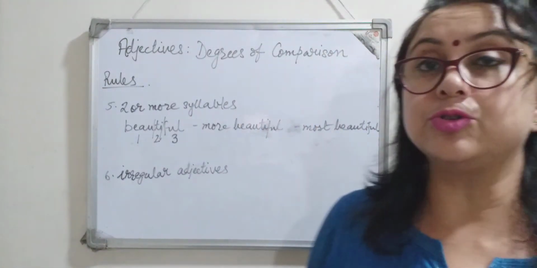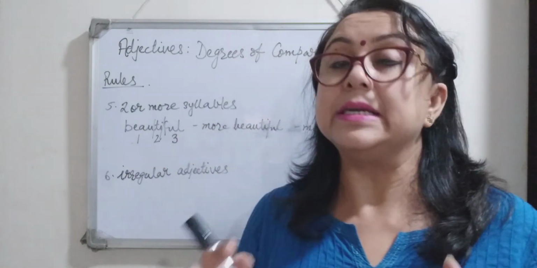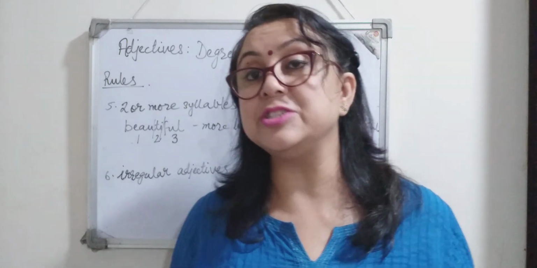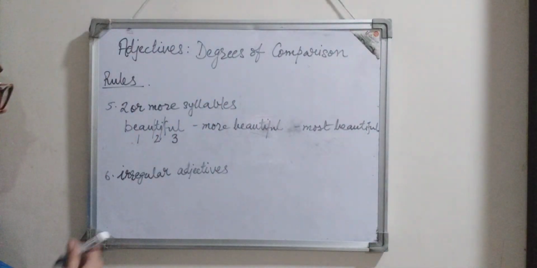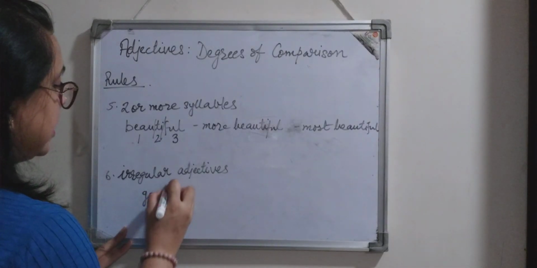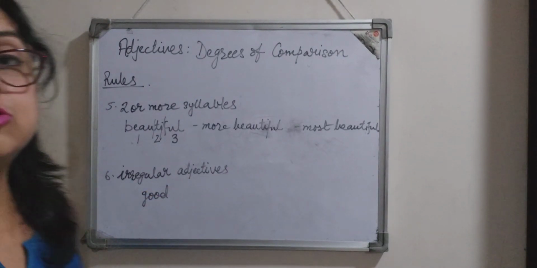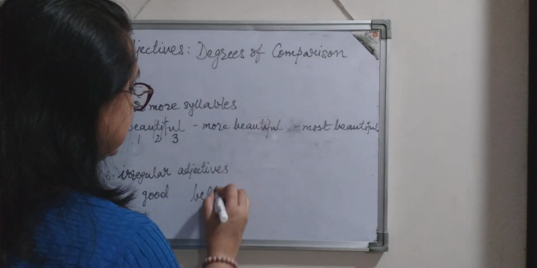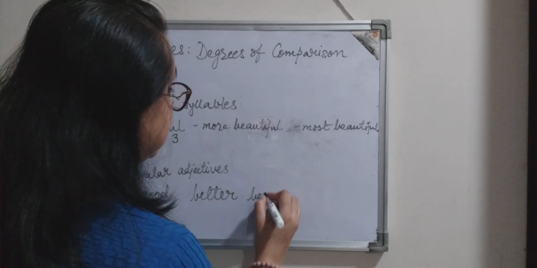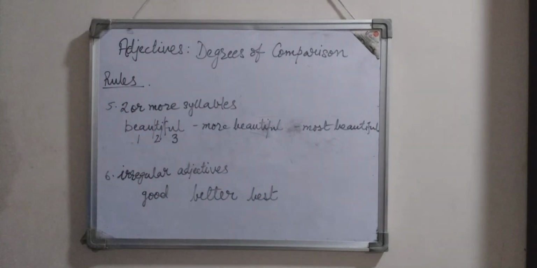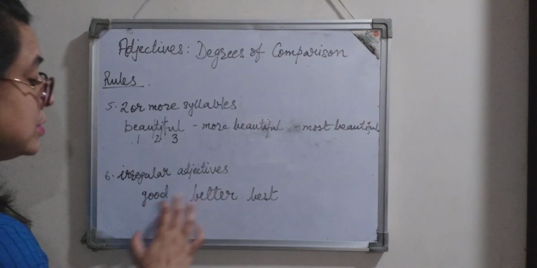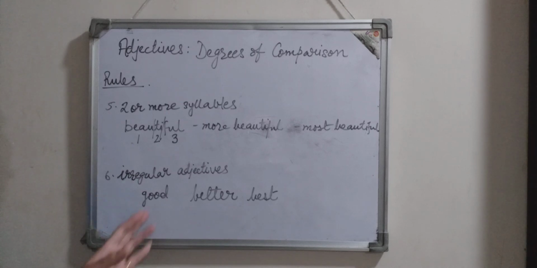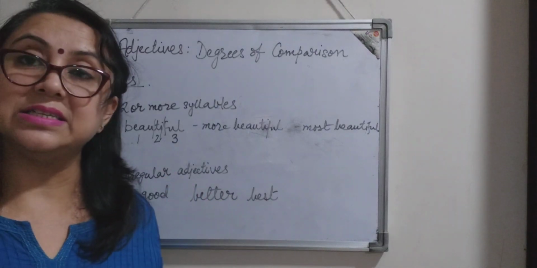And now moving on to the last rule. There are some irregular adjectives which completely change their form. Let's see an example. Good. We would never say good, gooder, goodest, isn't it? We would always say good, better, best. So we see that the word good is completely changing its form in comparative degree as well as in superlative degree.